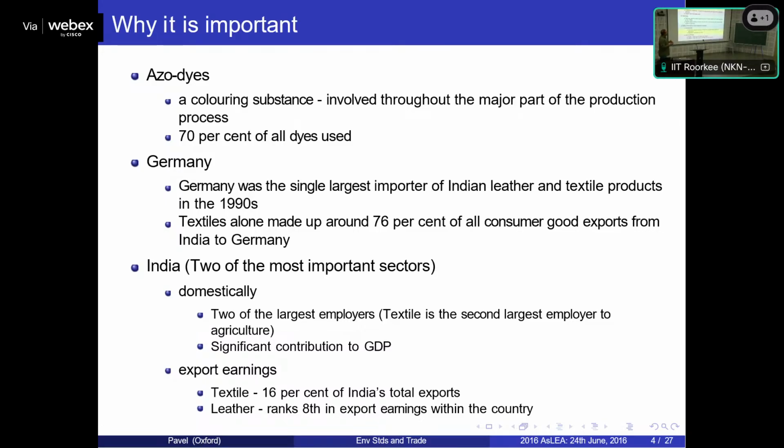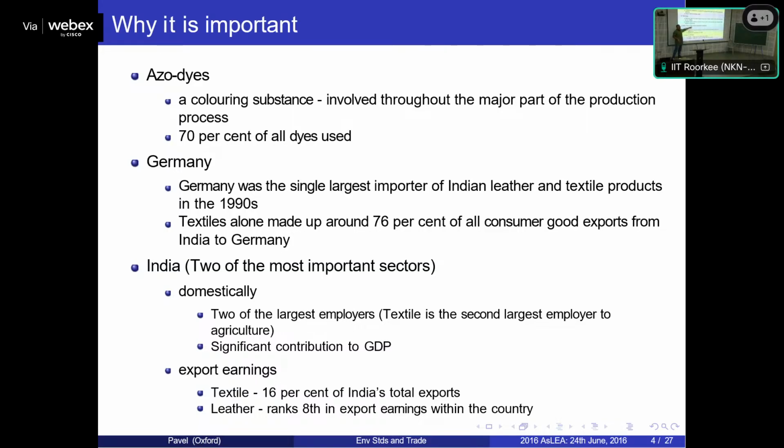Why was azo dye so important? Because it was 70% of all the dyes used at that point in time. It was a key input of all the dyes being produced. And Germany was the single largest importer of Indian leather and textile. 76% of all consumer goods Germany imported came from India. So it was a major market. When you are losing your market share, you have to adjust. So India adjusted for sure. Two most important sectors domestically, two of the largest employers, and still two of the largest employers.